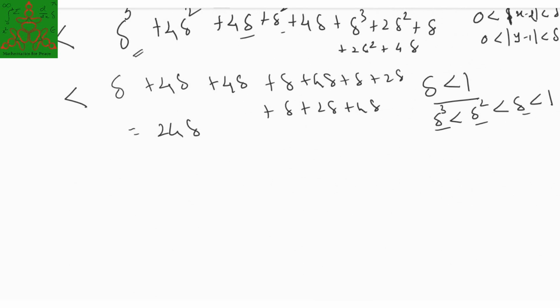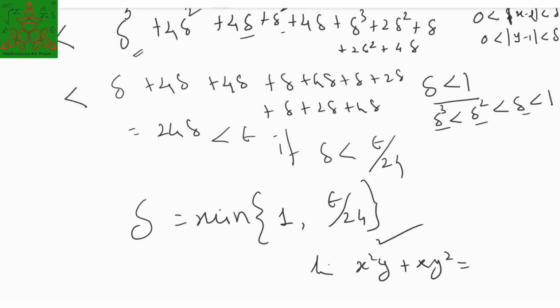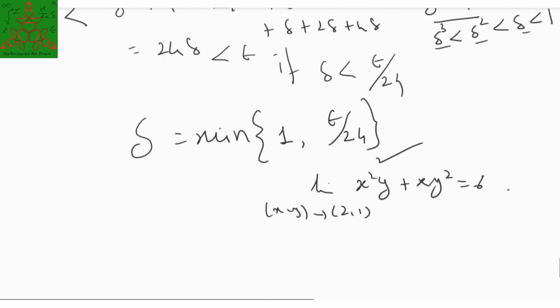Okay, so if you want this to be less than epsilon, then delta is less than epsilon by 24. So what is your delta? You have to choose the minimum of 1 and epsilon by 24. So with this delta, you can say that the limit of x square y plus xy square will be 6 as xy tends to 2 comma 1. So that is this example.